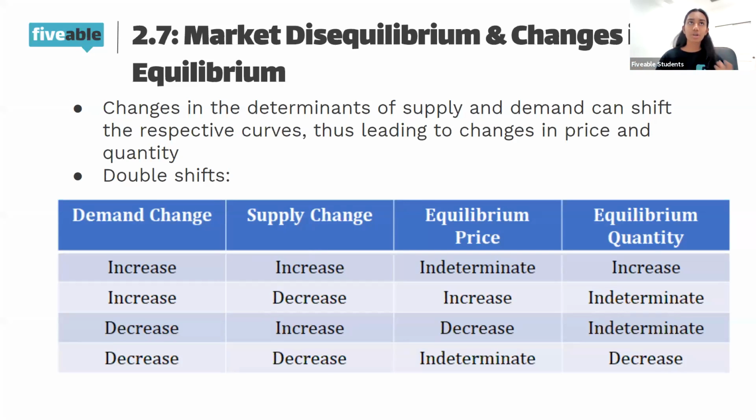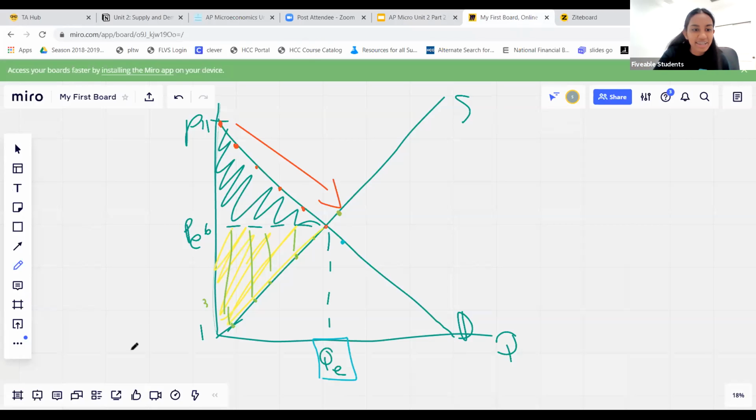So when those determinants change, let's say for demand, if we're talking about milk and consumers start disliking dairy milk and start looking for plant-based alternatives, obviously demand would shift left because they want less of it as a whole. And that can lead to changes in price and quantity. So we can graph this one again.